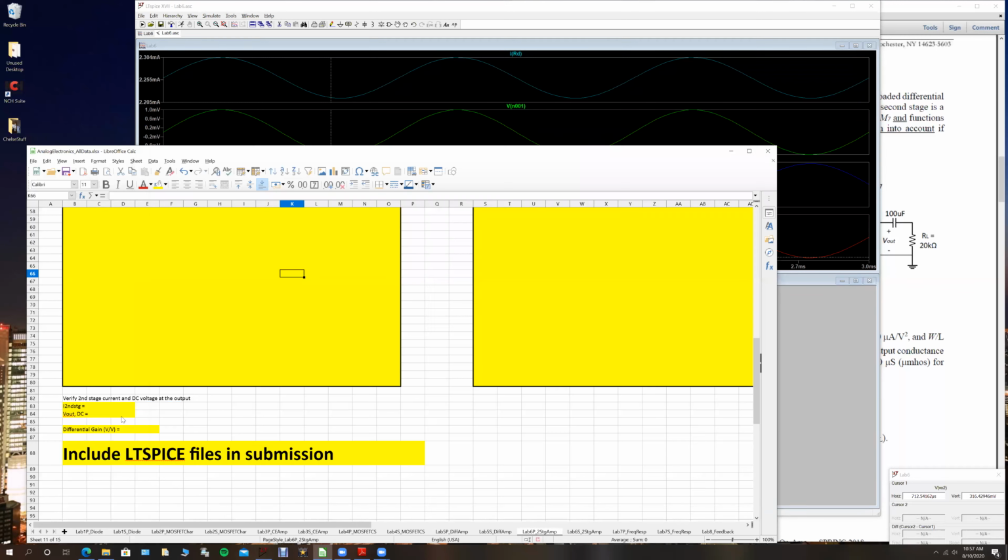So that's that. You got the current, Vout DC we measured, and differential gain we also measured. So once you have that, you got your pictures, you can submit this to the Dropbox along with your LTspice files.